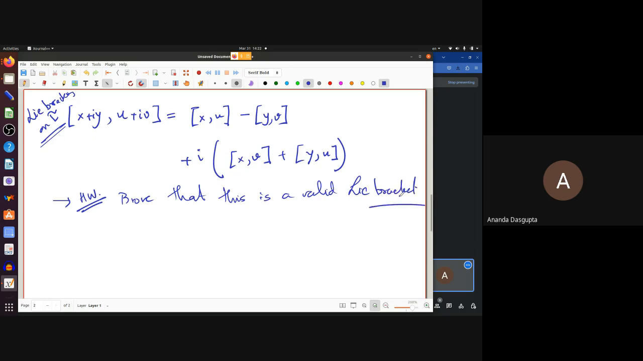Okay? Clear? So that's your task. You have to show that this is a valid Lie bracket. That is, it's linear, it's anti-commuting, and there's also the Jacobi identity. The proof is actually rather simple. You just have to use the fact that the brackets of x, u, y, v are all genuine Lie brackets in L, and the properties of the Lie bracket there get inherited here in a rather straightforward manner.